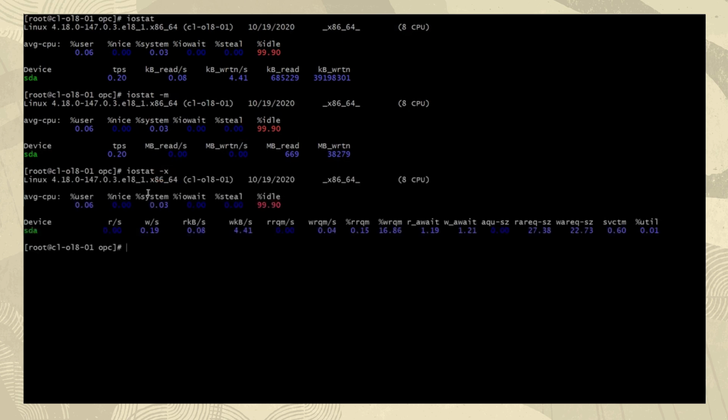Additional stats are displayed when using -x. r/s is the number of read requests that were issued to the device per second. w/s is the number of write requests that were issued to the device per second. rkB/s is the number of kilobytes read from the device per second. wkB/s is the number of kilobytes written to the device per second. rrqm/s is the number of read requests merged per second that were queued to the device. wrqm/s is the number of write requests merged per second that were queued to the device.